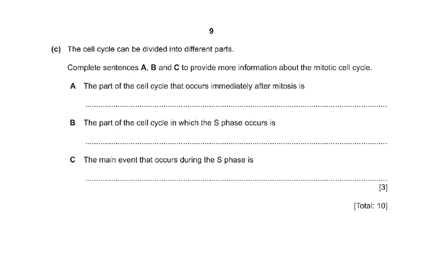The cell cycle can be divided into different parts. Complete sentences A, B, and C to provide more information about the mitotic cell cycle. The part of the cell cycle that occurs immediately after mitosis is... I think there's something missing here. The part of the cell cycle that occurs immediately after mitosis is cytokinesis.